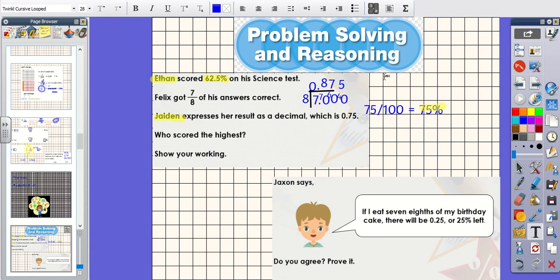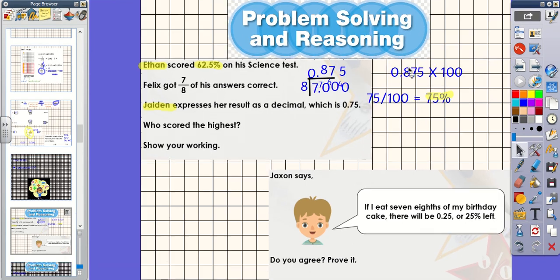Now to make that a percentage, I need to multiply it by 100 because percentage is out of 100. So I need to make that number 100 times bigger. We know how to times by 100. We're going to move it 2 places because we've got 2 zeros, to the left, it's going to get bigger.